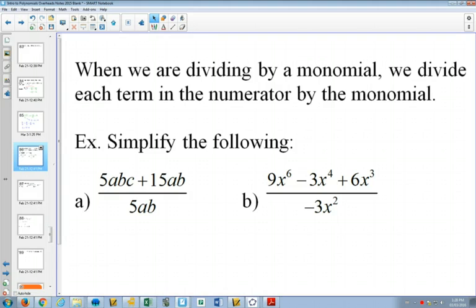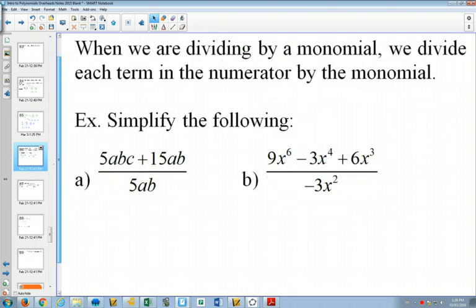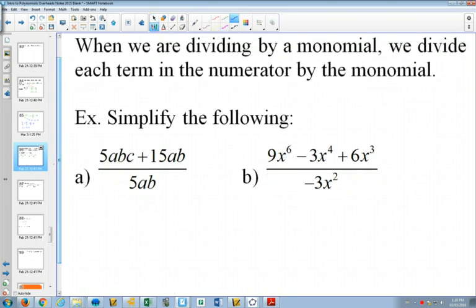So as far as showing our work, our first step is we say, okay, here I have a binomial divided by a monomial. I'm going to take each term.